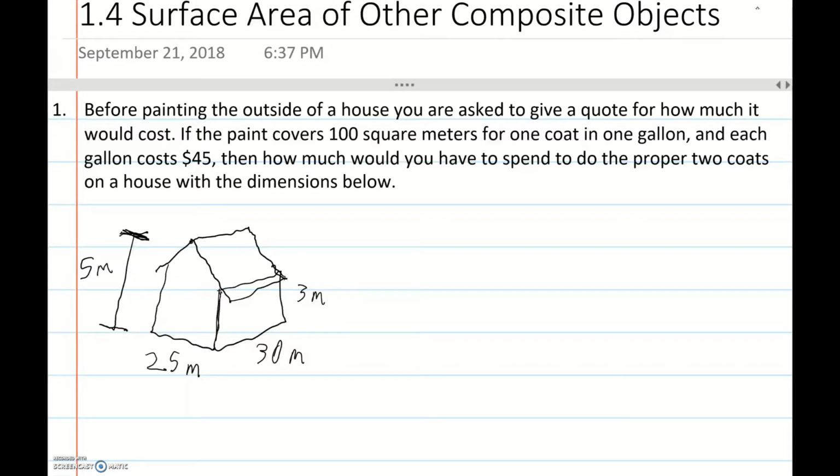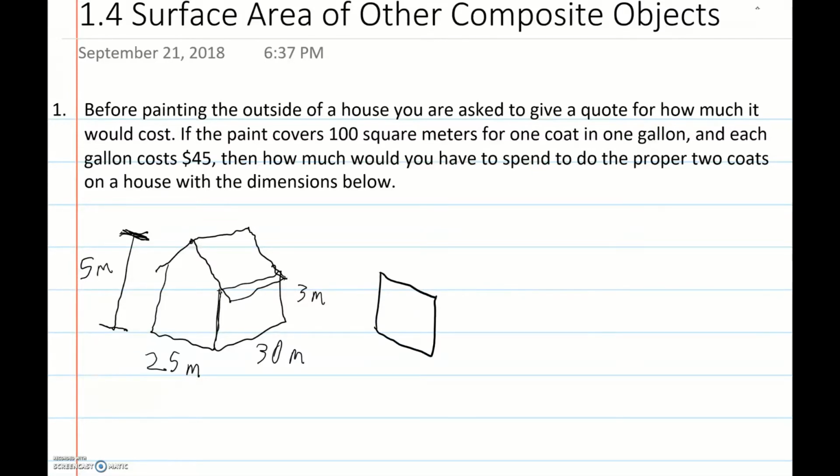Okay, so we have our house here, and we need to figure out what the composite objects are that make up the house. We have a crude drawing by myself, but basically there are 2 shapes together that make the house. One is the rectangular prism, and number 2 is the triangular prism that makes up the roof.